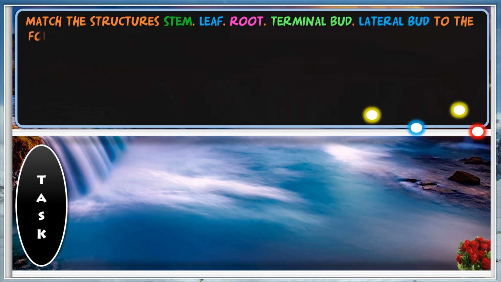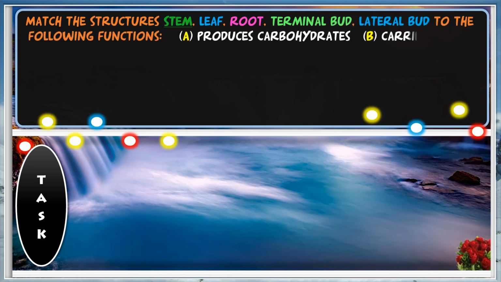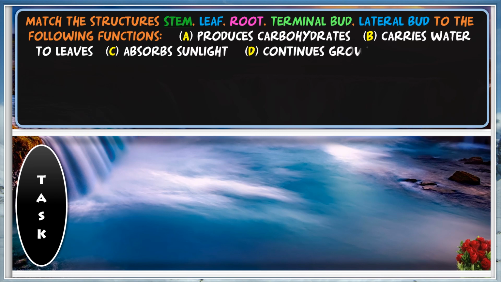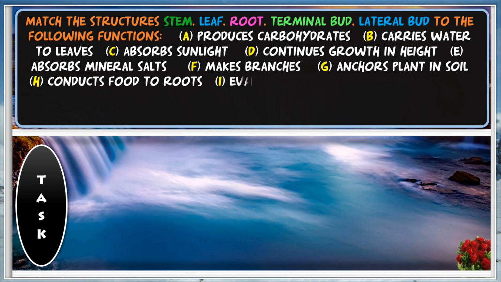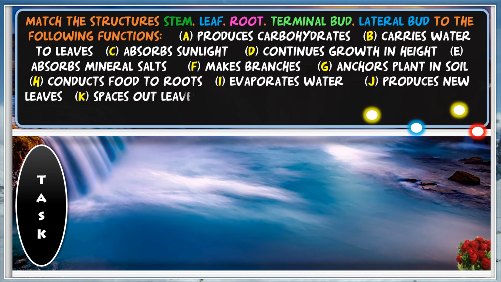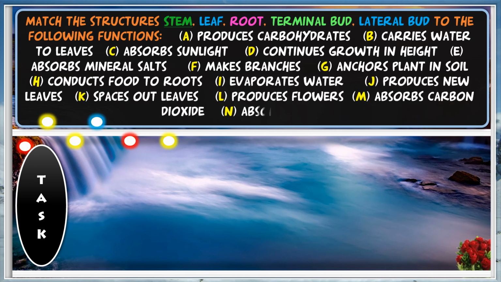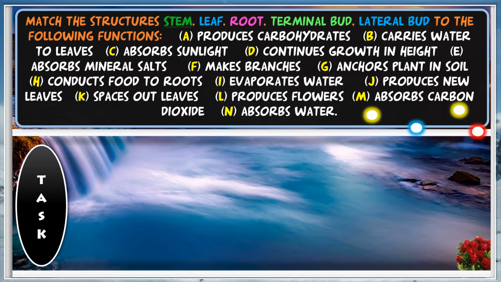Match the structures: stem, leaf, root, terminal bud, lateral bud to the following functions. A, produce carbohydrates. B, carries water to leaves. C, absorbs sunlight. D, continues growth in height. E, absorbs mineral salts. F, makes branches.